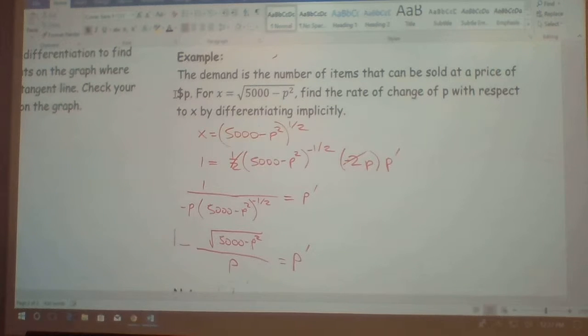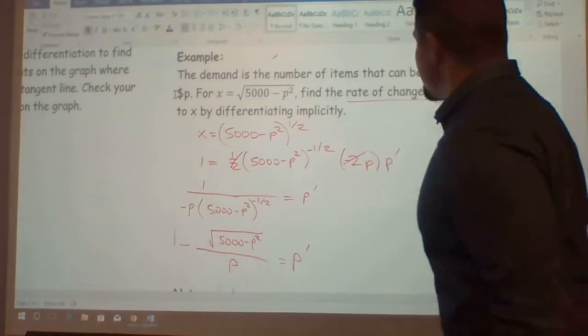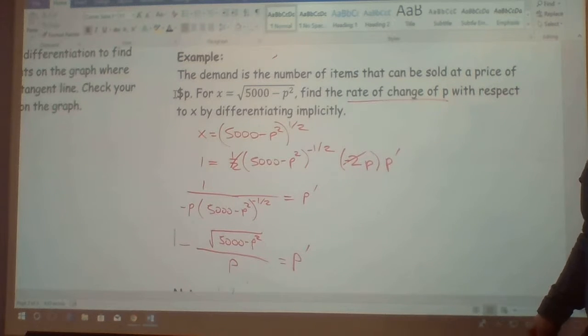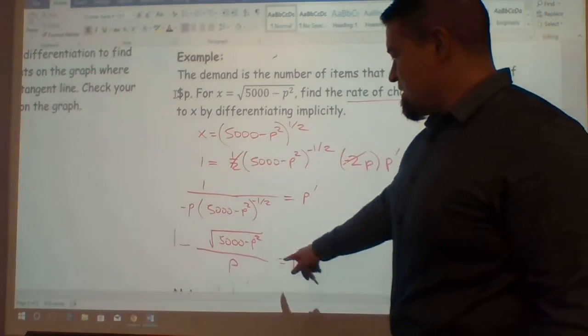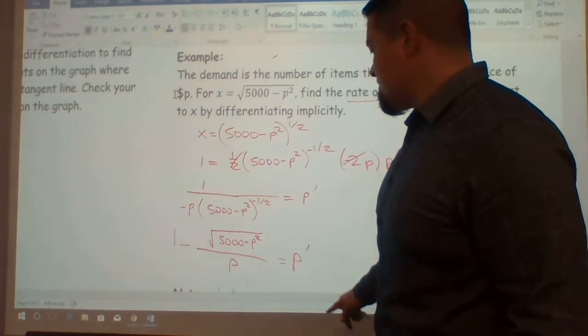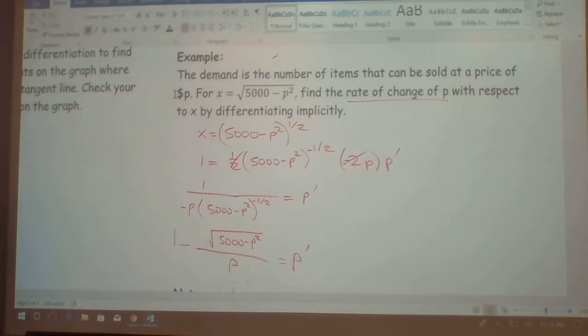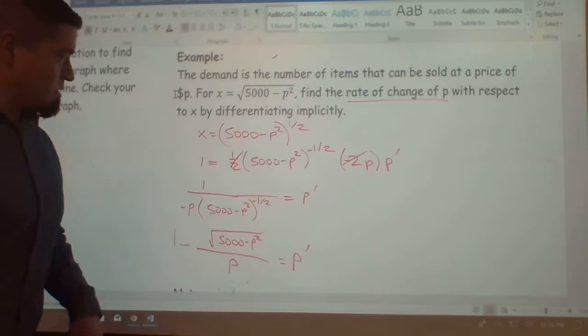Now another thing, so we found p prime, or in other words, the rate of change of p. They could ask us a follow-up question, for instance, what's the price if demand is 100? Or no, what's the rate of change of price if the price is a certain amount, like 100? So if price is 100, what's the rate of change of price? They could ask you that. Okay, so that's basically it for this problem.